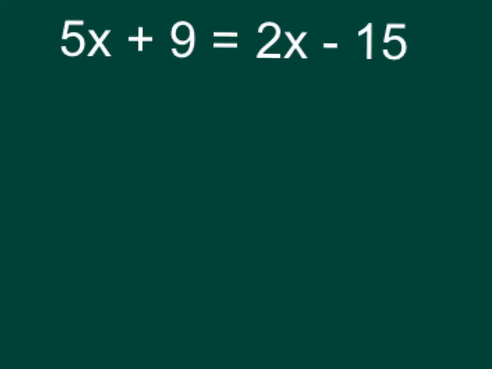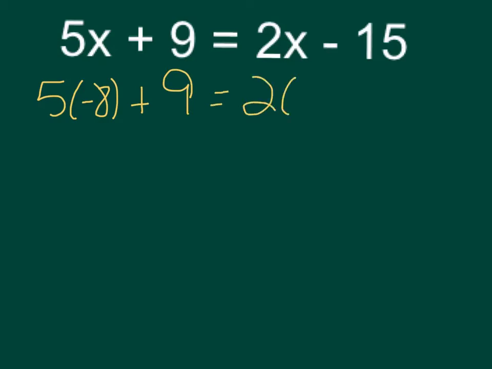Okay, now it's time to check. So we had x is equal to negative 8, so we're going to plug a negative 8 in for x in both places of our equation. And then we're going to do PEMDAS and make sure it comes out correctly. Okay, so we want to make sure the left side of the equal sign is equal to the right side.